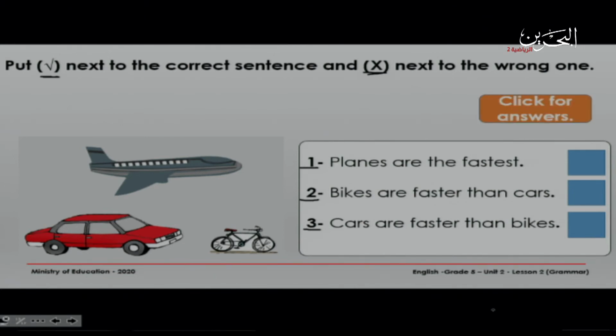Now let's check our answers. Planes are the fastest. Are they? What do you think? Yes, they are. Number 2. Bikes are faster than cars. Are bikes faster than cars? No. Very good. Number 3. Cars are faster than bikes. Yes, very good.